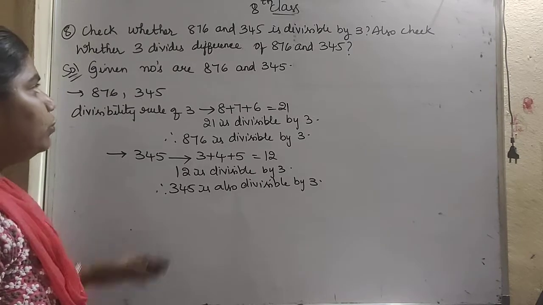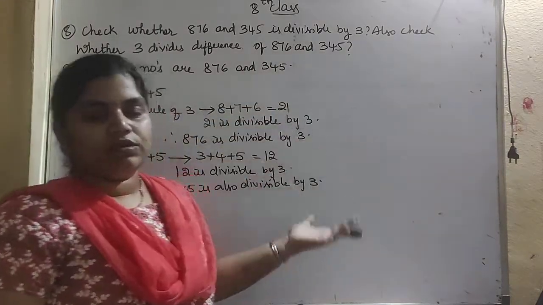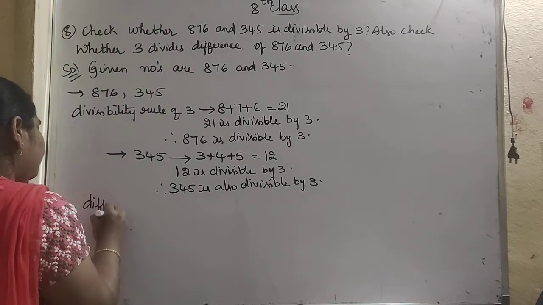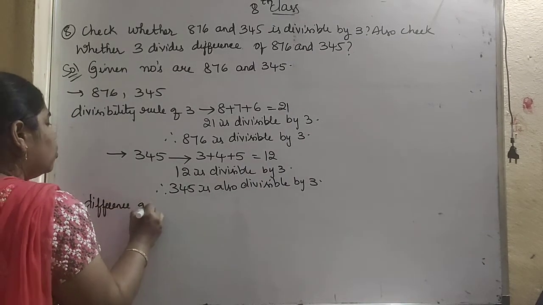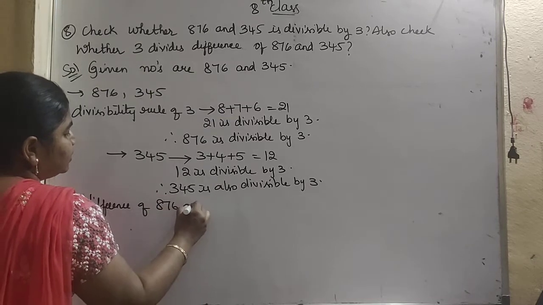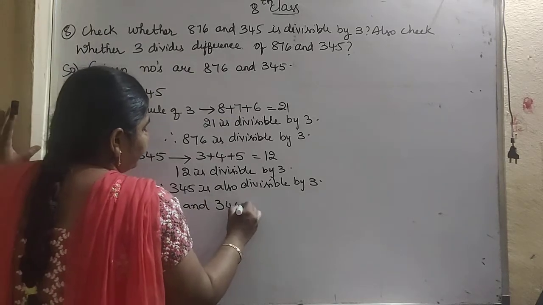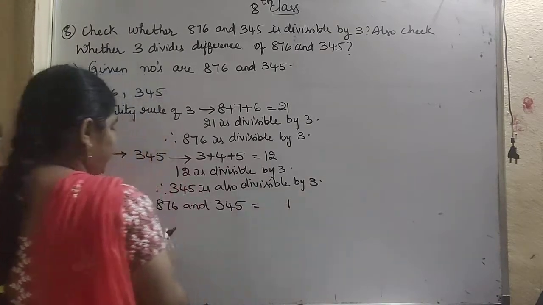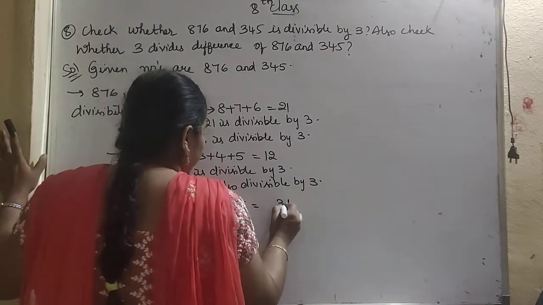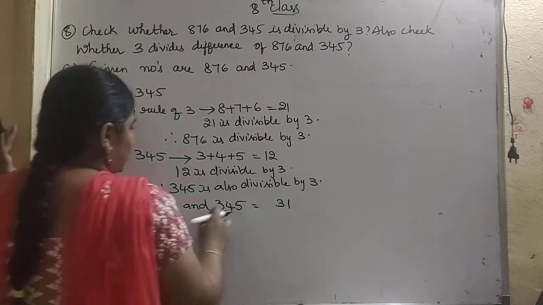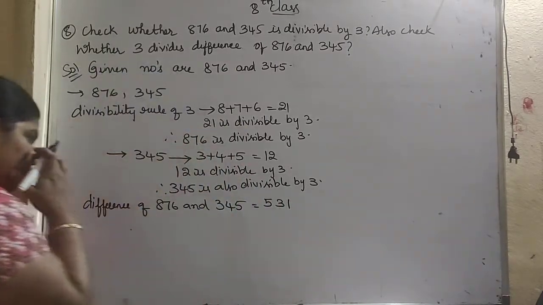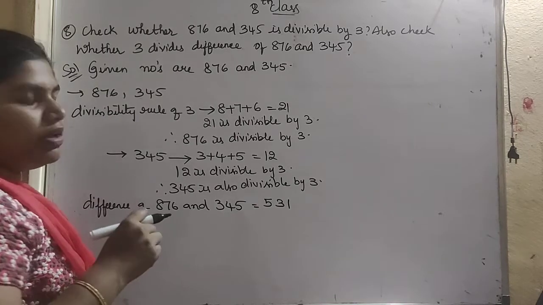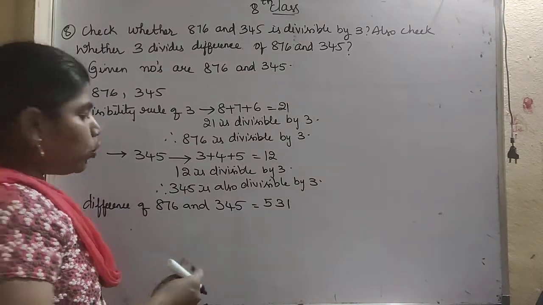So individually both the numbers are divisible by 3. Now what we have to do, we have to check whether the difference of these two numbers is divisible by 3 or not. So the difference of 876 and 345. So how much will it be? 6 minus 5 will be 1. 7 minus 4 will be 3. 8 minus 3 will be equal to 5. So we have to check whether this 531 is divisible by 3 or not.